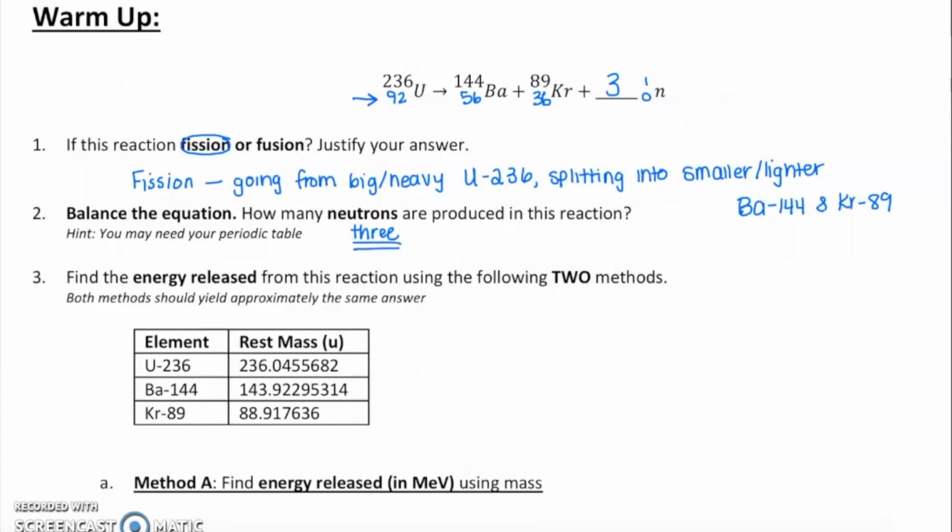Those neutrons are super important because they can go on in order to strike another uranium atom and start to produce a chain reaction. Anyway, part 3 is asking us to find the energy released using 2 different methods. So let's start with method A.